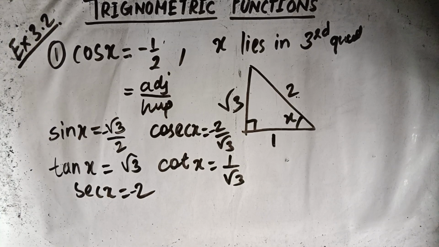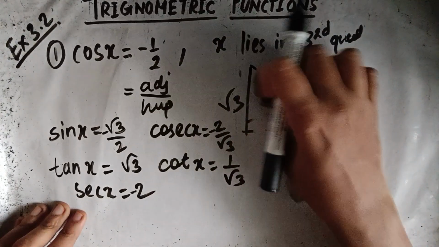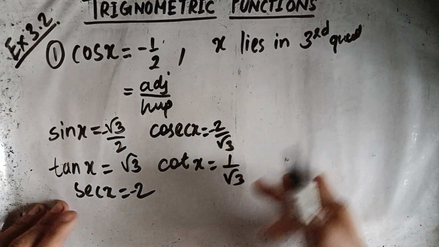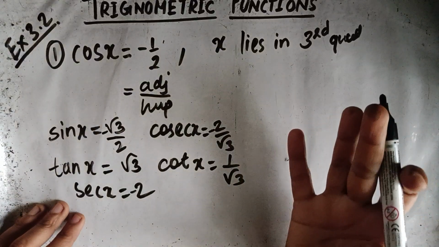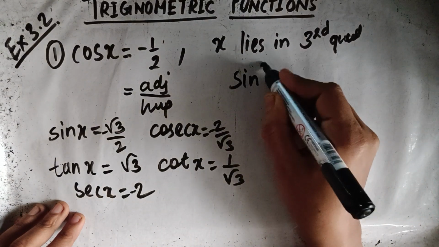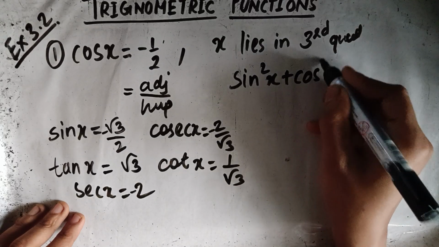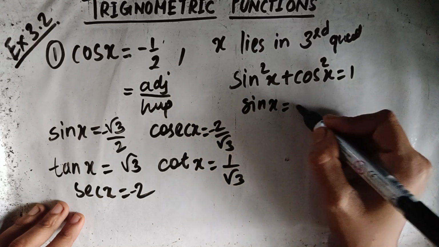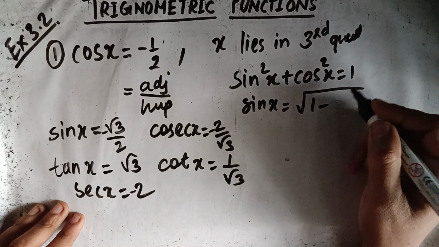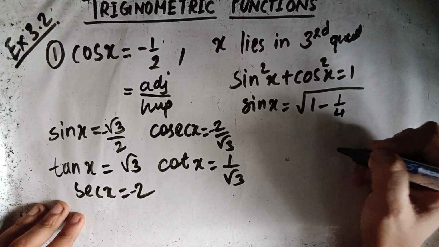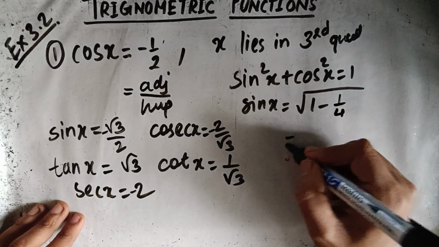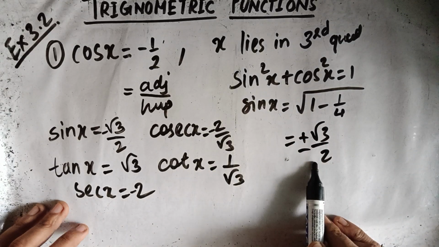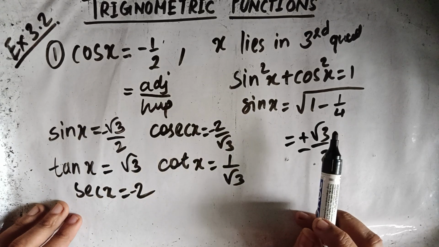Okay. Another method is by using the identity. That is, cos is given, so you can use the identity sin square x plus cos square x equal to 1. Okay. So your sin x is plus or minus root of 1 minus cos square x, that is 1 minus 1 upon 4, that is 3 by 4, so root 3 by 2. So this is your sin of x. And then you can write all the values. Okay.